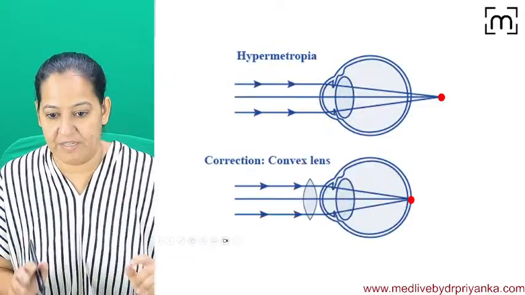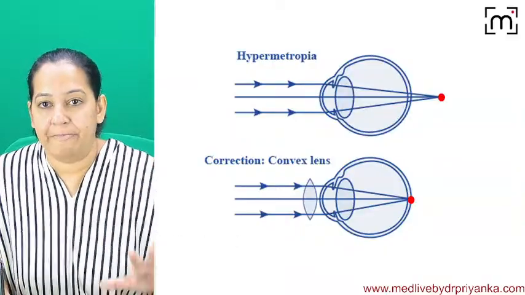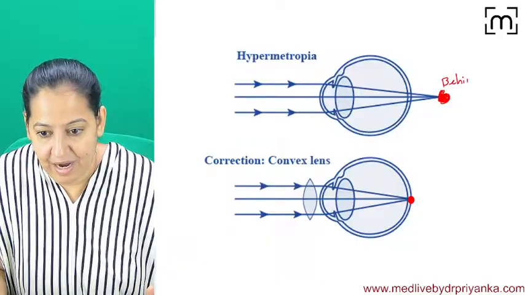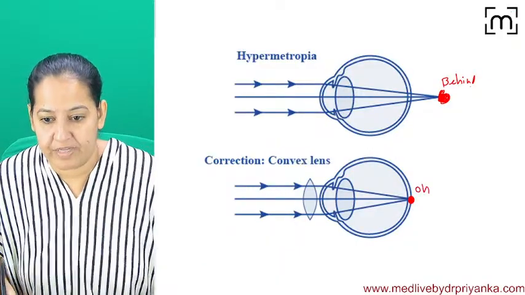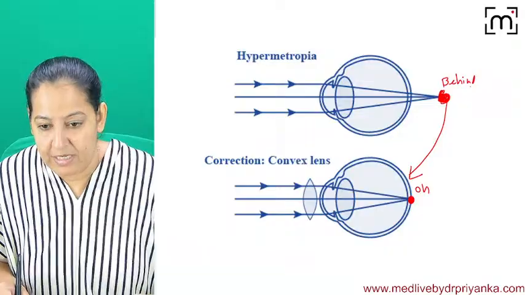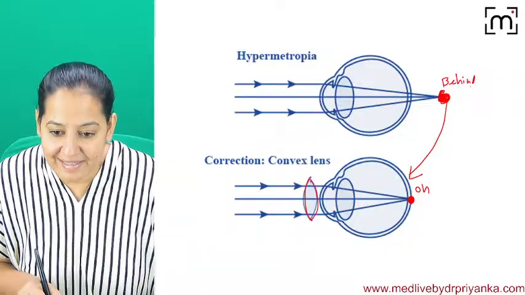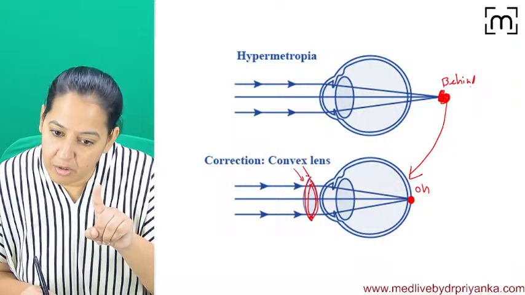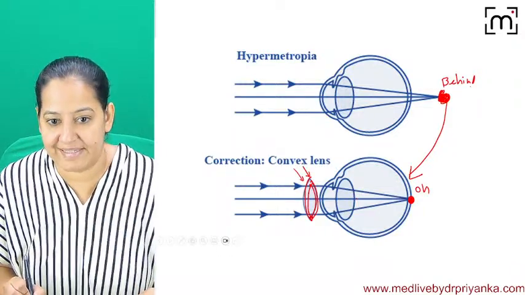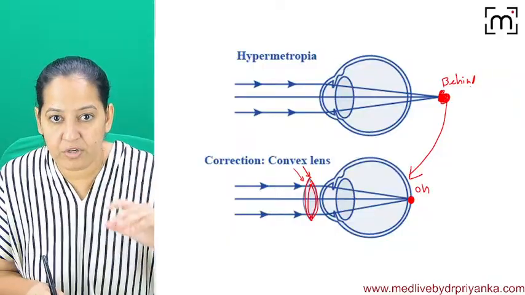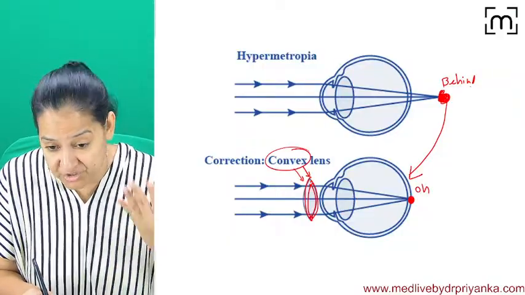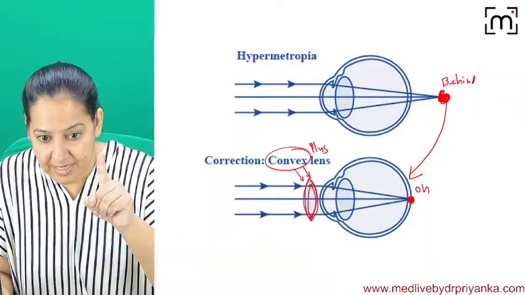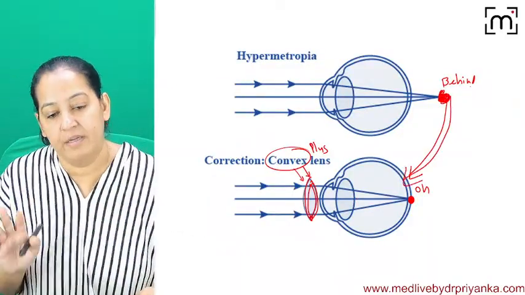See the first image, see the second image. See the red dot. Here, uncorrected, the red dot is behind the retina. I want to bring it back onto the retina. So I will use a convex lens in front of the eye, either in the form of spectacles or lenses. Convex lenses are plus lenses, converging lenses. They will converge more and bring the image which is behind the retina back onto the retina. This is how correction is done.